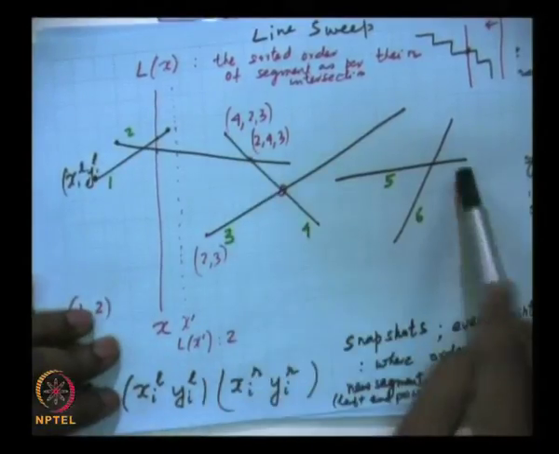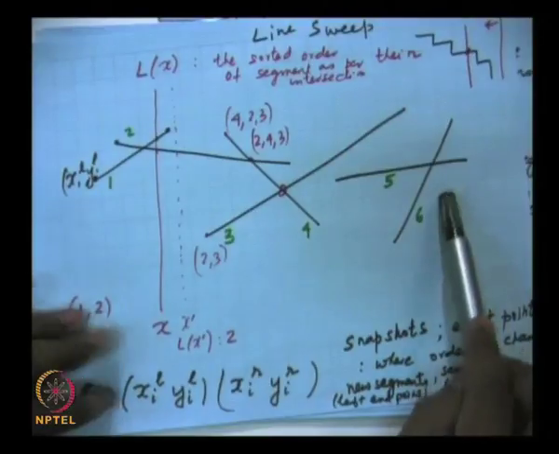This intersection could have happened here also, but whatever event queue I have at that point, I will insert that event point in the right order. I must maintain the sorted x coordinates of the event points. The moment I discover there is an intersection, I am going to insert it into the event queue, and then continue the line sweep.